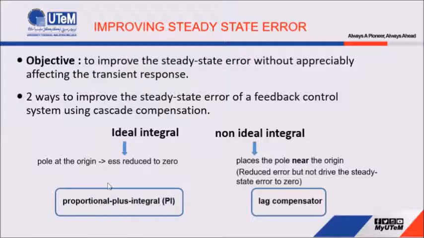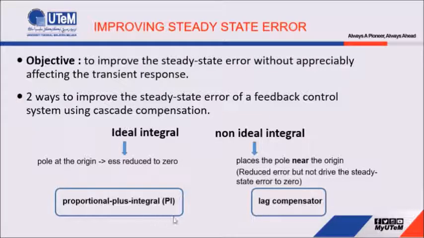Please recall what you have learned in the previous control fundamentals course in the previous semester. For non-ideal integral, we cannot eliminate the error, but we can reduce the error. That means the error is almost zero. In order to do that, we put a pole and zero close to each other. That pole and zero should be close to the origin. This one we call a lag compensator.